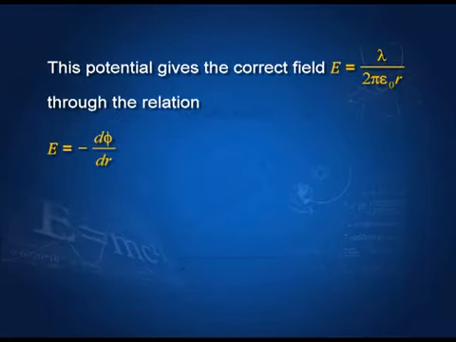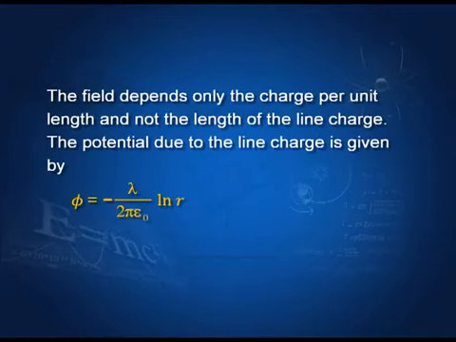For potential, we remember that minus d phi by dr is equal to E. So, if we use that formula, then we get phi is equal to minus lambda by 2 pi epsilon 0 log r, log to the base e. Why? Because the integral of 1 by r is log r.